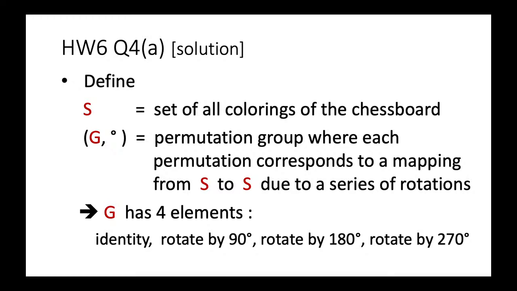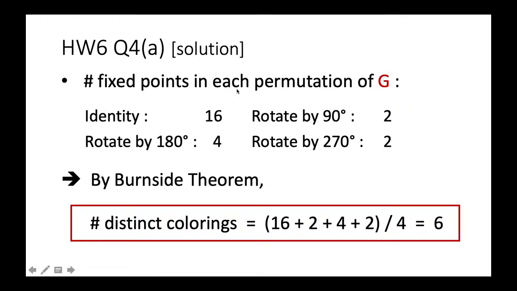Once we are done here, we can find the number of fixed points in each permutation of G. For the identity, there are 16 possible colorings of S, and the identity makes each one of them a fixed point after the permutation. So there are 16 of them. But when we talk about rotation by 90 degrees, we can only have 2 fixed points. The 2 fixed points correspond to coloring the whole board black and coloring the whole board white. So there are exactly 2.